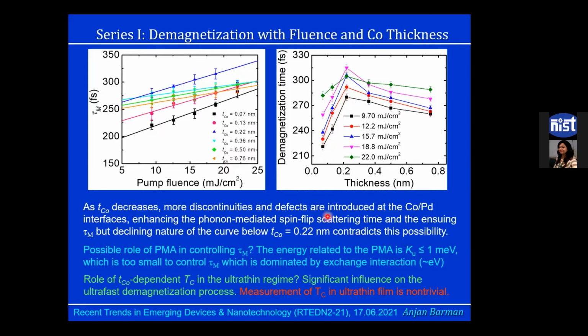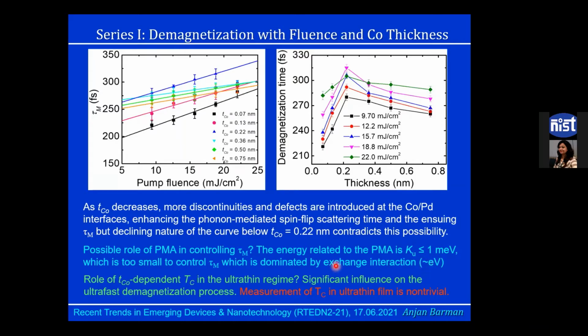So that is ruled out, because if defects and discontinuities were the only cause, then the demagnetization time should have continued to increase even below 0.2 nanometer. So that is not the case. Then I considered the role of PMA, whether the anisotropy has any role. But the anisotropy value is of the order of only 1 millielectron volt, whereas this is strongly enhanced by the exchange interaction, which has an electron volt energy. So that cannot actually cause a change in the demagnetization.